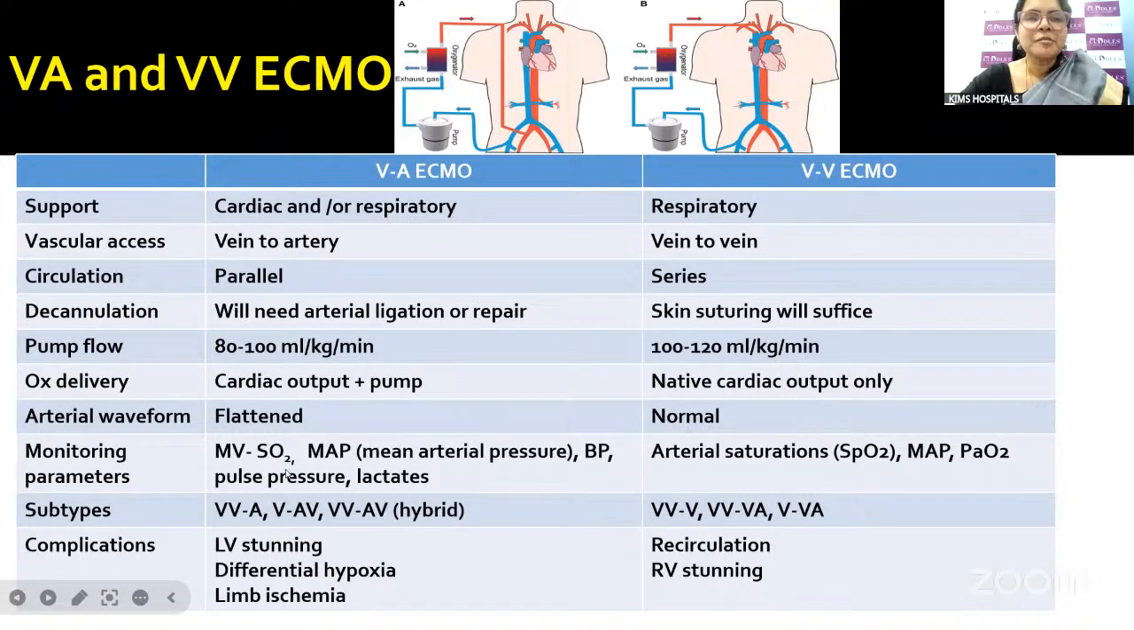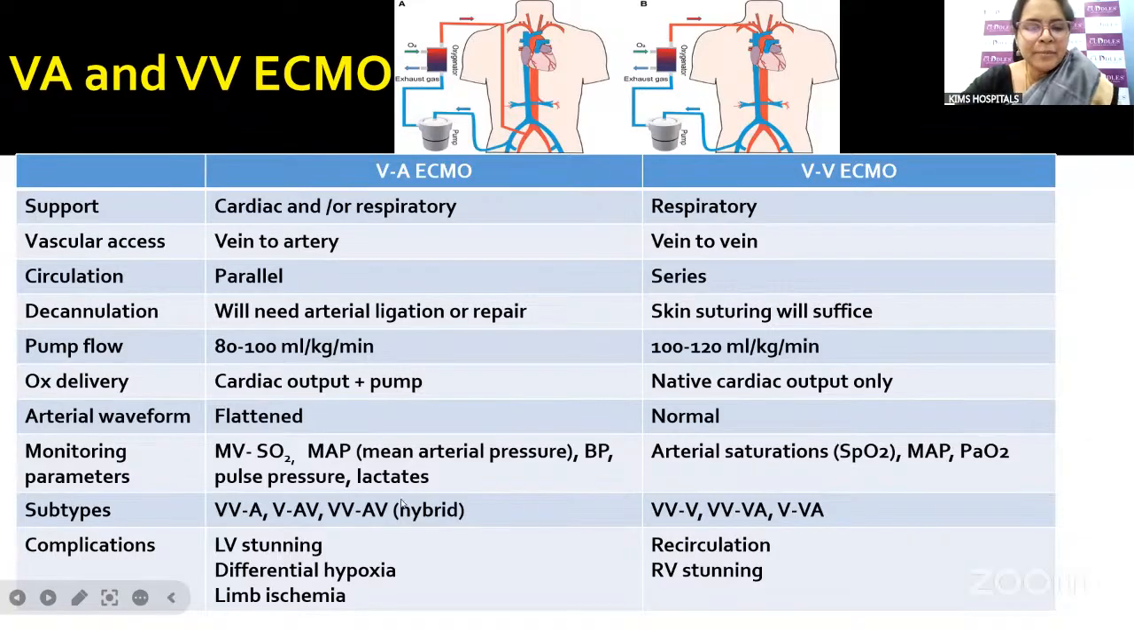To some extent, pulse pressure also helps, and the return of pulsatility or the return of normal pulse pressures might indicate that more and more native cardiac function is returning, and hence is also a parameter to show that the patient is improving on VA ECMO.